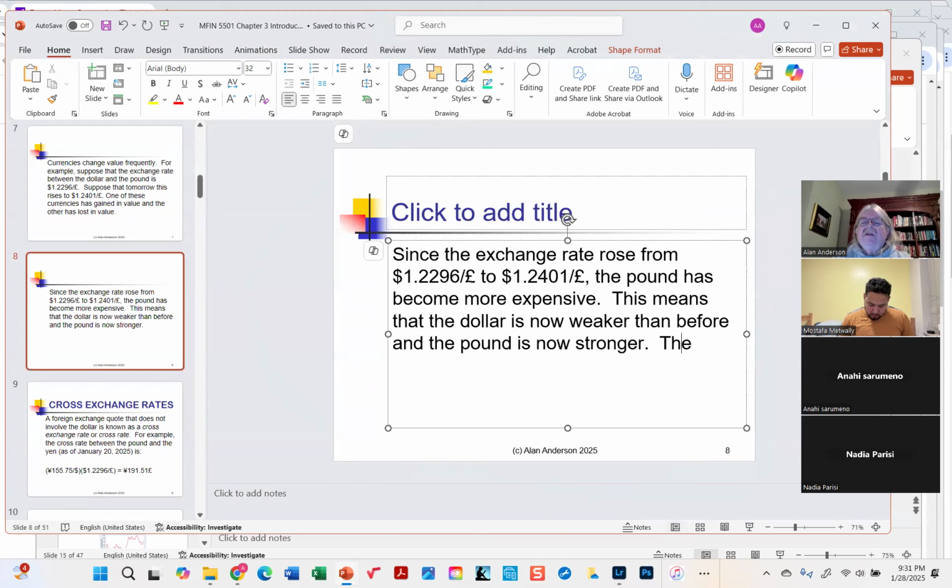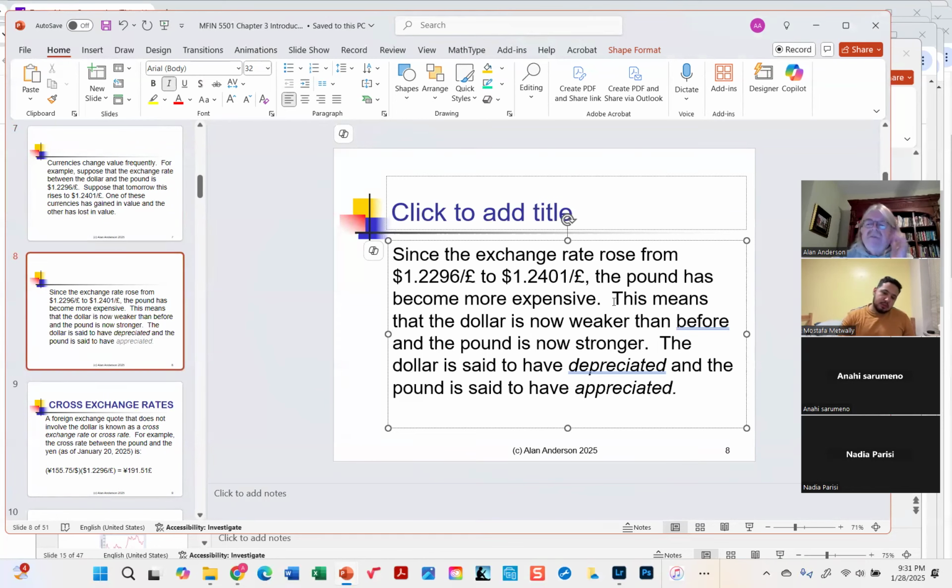So we say that the dollar is said to have depreciated. That's the correct terminology here. And at the same time, the pound is said to have appreciated. Now later on, we'll see how this affects the economies of the two countries. But as long as the price went up like this, because it takes more dollars to buy a pound, that means that the dollar has gotten weaker. We say that it has depreciated. The pound has gotten stronger, and we say that it has appreciated in value.